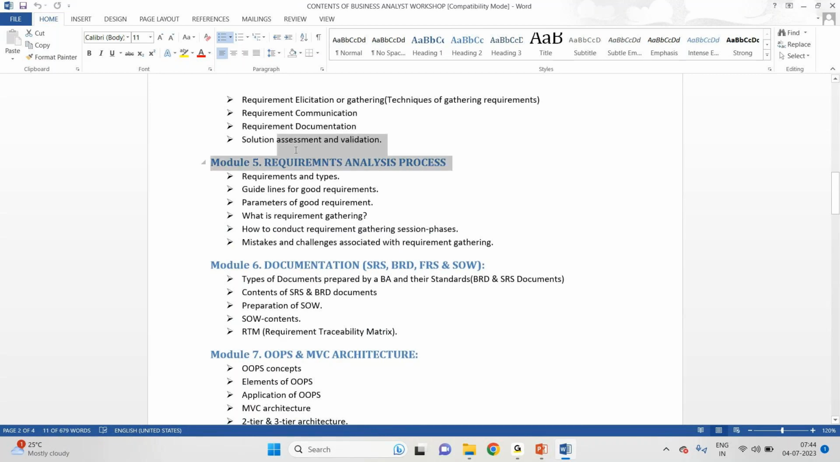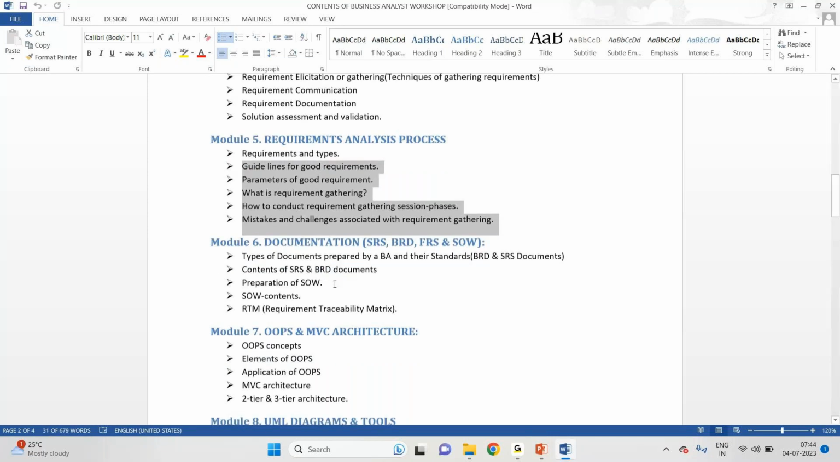So in this module, I'm going to explain you what is a requirement, what are the different types, and what are the guidelines for good requirements, what are the parameters of good requirements, what is requirement gathering, how to conduct requirement gathering sessions, what are the different phases, and what are the mistakes and challenges associated with requirement gathering. Then module number 6 is documentation.